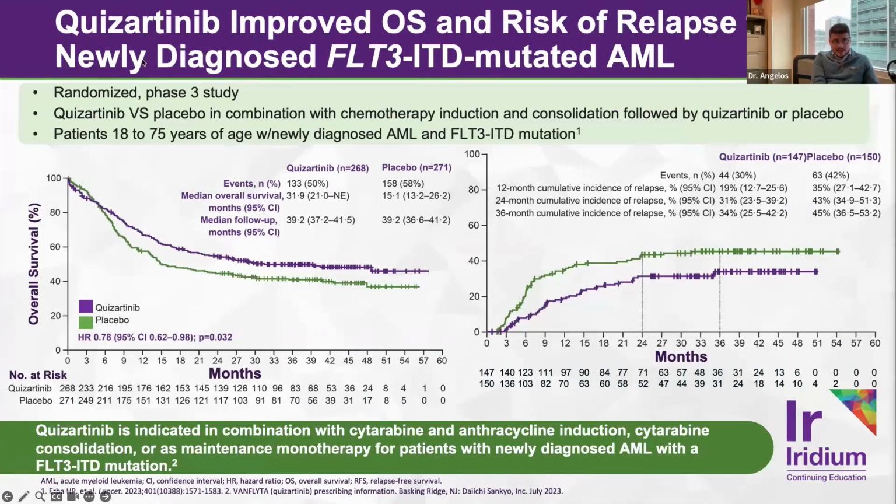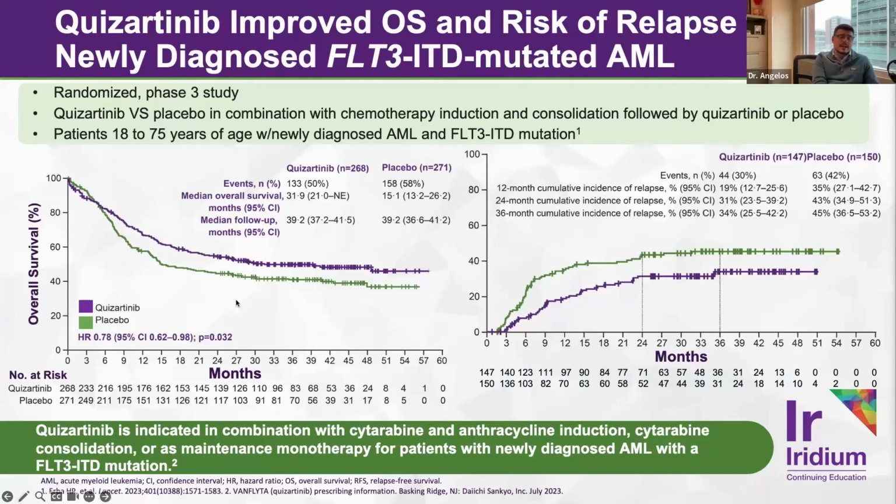Now, quizartinib, we can use in the relapse refractory setting for FLT3 ITD mutated AML. It does not technically have an FDA label for this, but it has been predominantly studied in combination with high intensity chemotherapy as well as Ven/Aza.